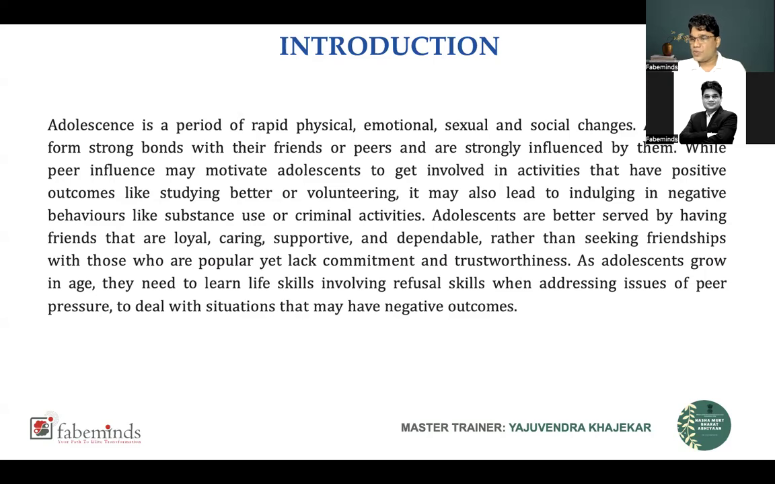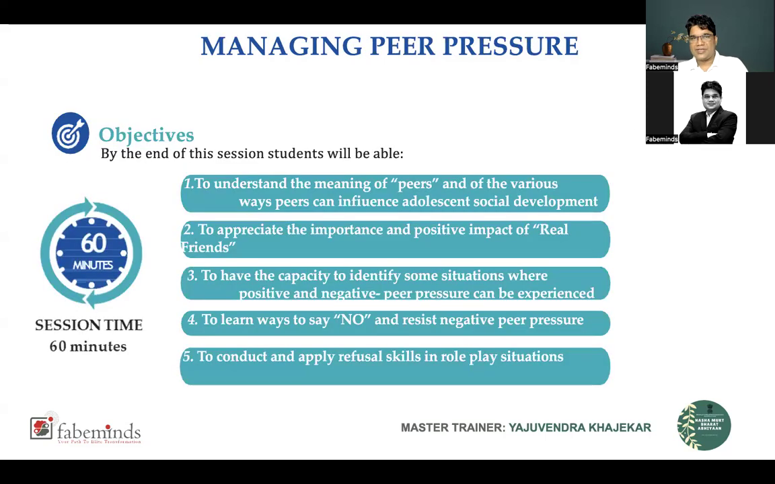Adolescents are better served by having friends that are loyal, caring, supportive, and dependable, rather than seeking friends who are popular yet lack commitment and trustworthiness. As adolescents grow in age, they need to learn life skills involving refusal skills when addressing issues of peer pressure, to deal with situations that may have negative outcomes. So how they can address the peer pressure when dealing with negative outcomes. Okay, situations which may lead to negative outcomes. That's what it means.